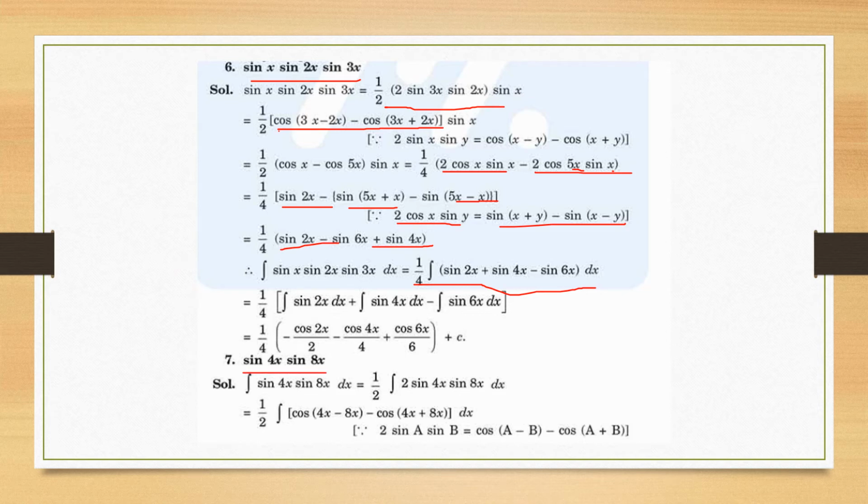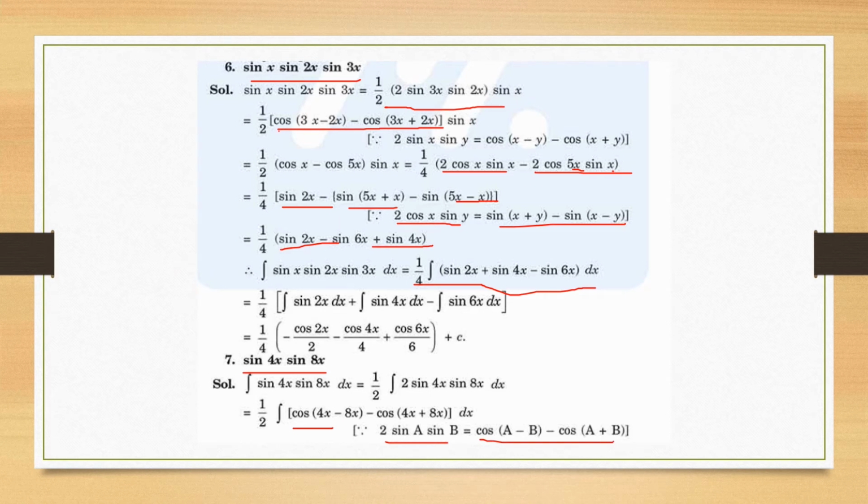Next is sin 4x sin 8x. Now it is very simple, as we did it for three trigonometric functions multiplied. Here just two are there, so I'll multiply and divide by 2. It should be in your mind that in such questions you first have to multiply and divide by 2. Now the formula is 2 sin sin means cos(A minus B) minus cos(A plus B).